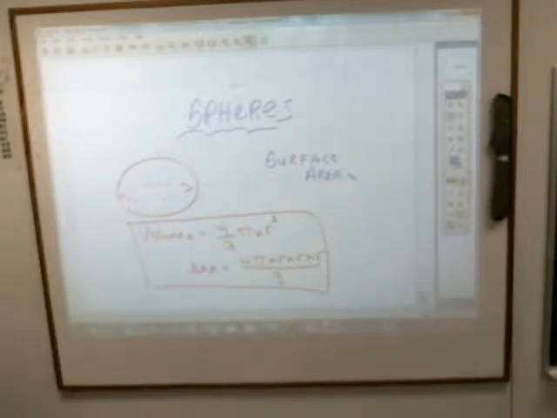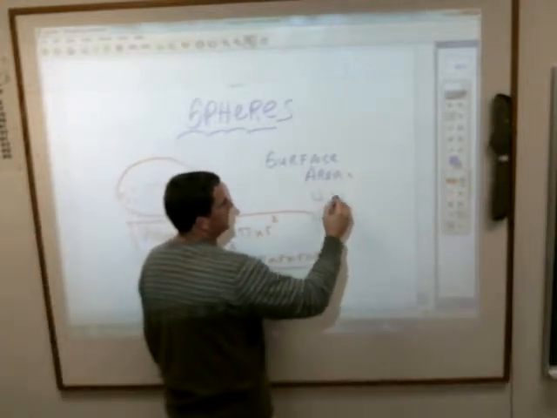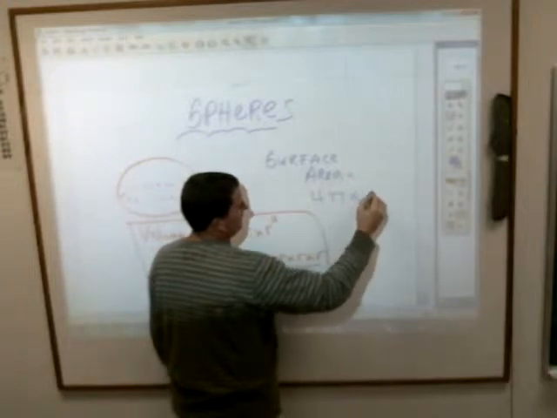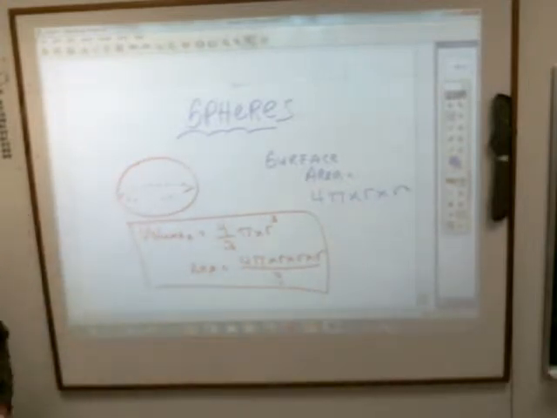There it is. Surface area of a sphere is 4 times pi times radius times radius. 4 pi r squared. In other words, if you have a ball and you have a circle that's the exact same size as the ball, just not 3-dimensional, it would take 4 of those circles to completely cover that ball.